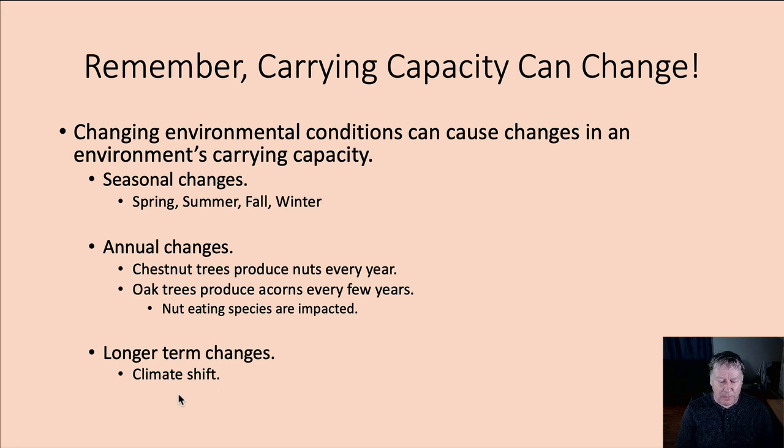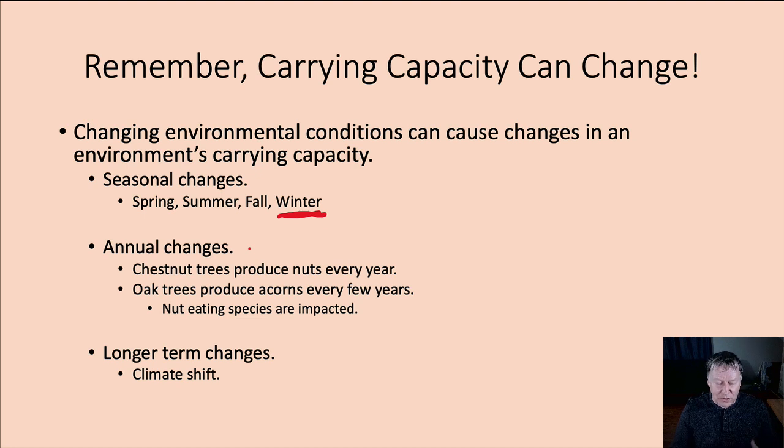But it's also important to remember, ultimately, what level of population this environment can support is usually limited by the month with the least resources. So in our case, winter. Winter is determining the size of the deer population more than any of the other seasons, because that's when resources are more limited. And so resources are a limiting factor. You can also have annual changes. For example, chestnut trees produce nuts every other year.